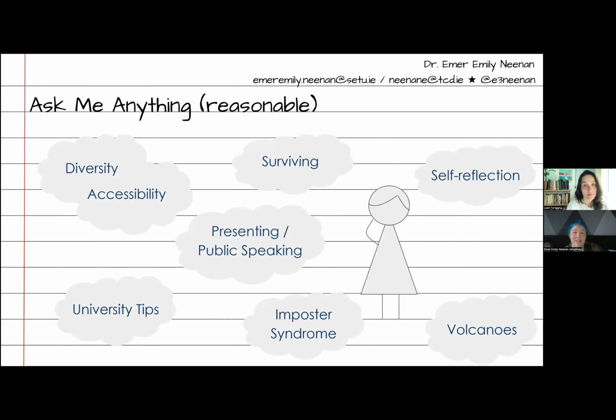I have lots of things that I do. These are some of the things that I do. I don't know why one of those bubbles says surviving. I don't remember why I wrote that, but I will attempt to give you advice on surviving if I can. But please ask me questions about any of the stuff that we've talked about or any of these other things.